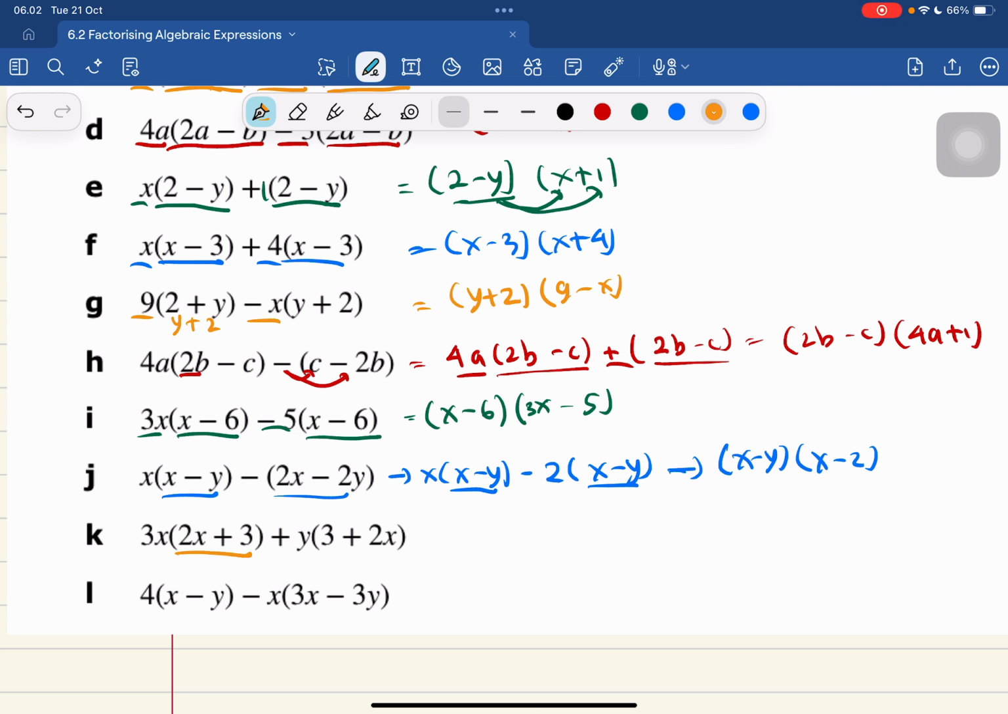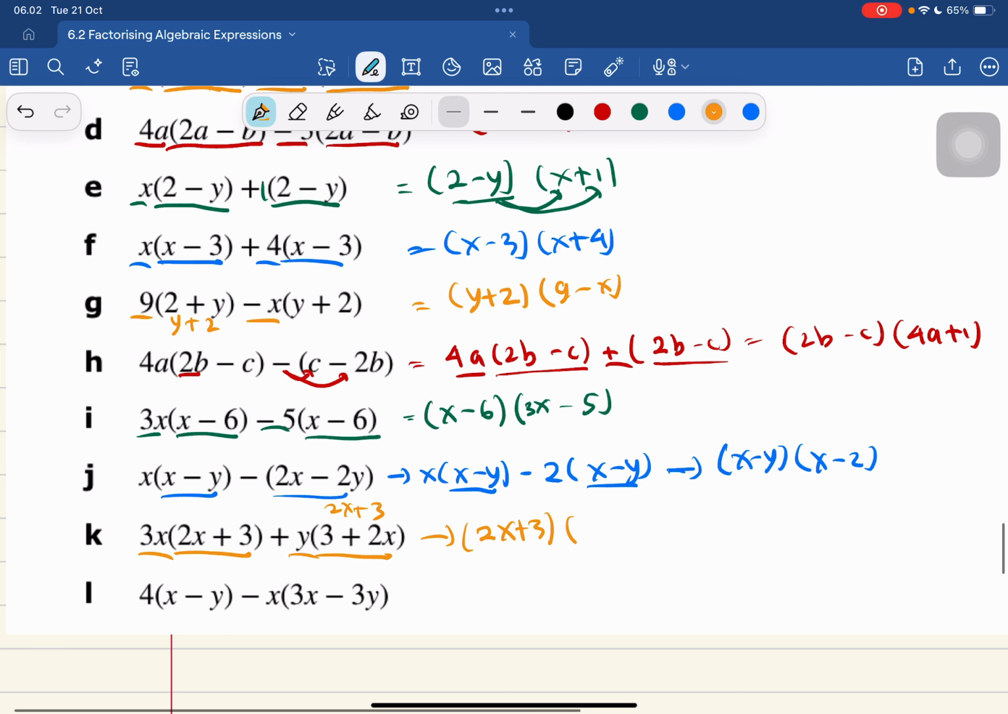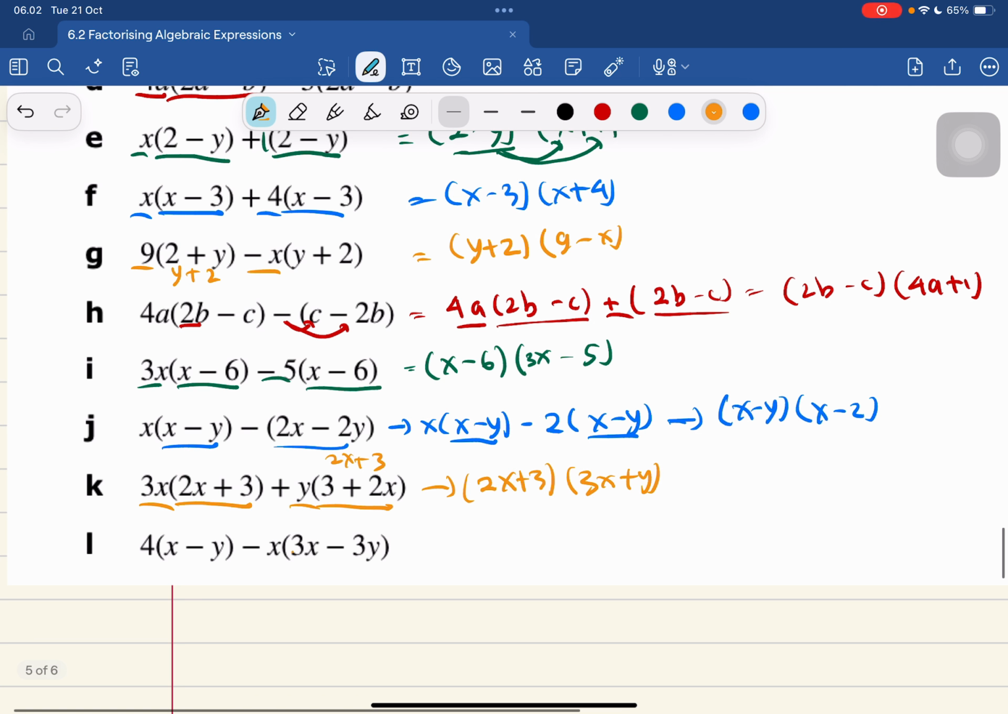Okay, we got 2x plus 3 and 3 plus 2x. This is equal to 2x plus 3 as well. So write it. The common 2x plus 3 multiplied by 3x plus y. Okay, this is the same thing. So take out the highest common factor 3. So 3x and x minus y. Okay, we got it. Common factor is x minus y, and then we multiply by 4 minus 3x. Okay, there it is.